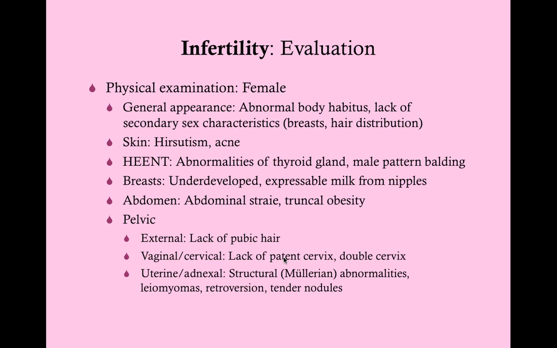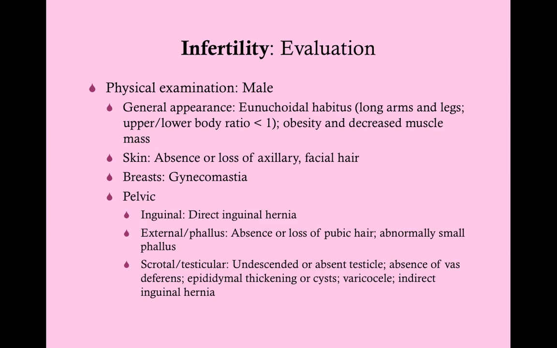Again, usually you pick this up earlier on before she tries to get pregnant, but certainly the sperm aren't going to be able to get up into the oviducts if the cervix is not patent. Uterine adnexal: you're looking for structural abnormalities, fibroids, retroversion of the uterus, tender nodules. These last two things are associated with endometriosis. If there's pain, adnexal tenderness, that may suggest endometriosis as well. Endometriosis definitely reduces fertility.